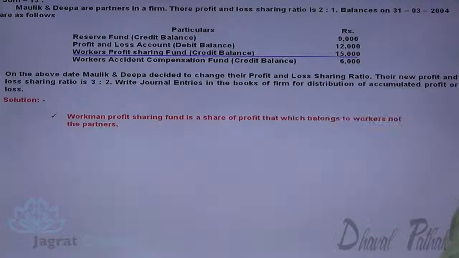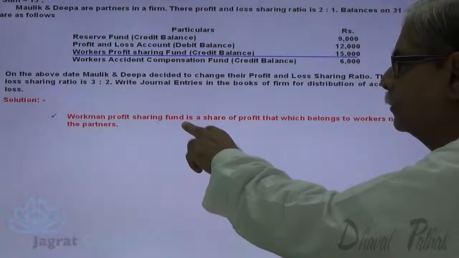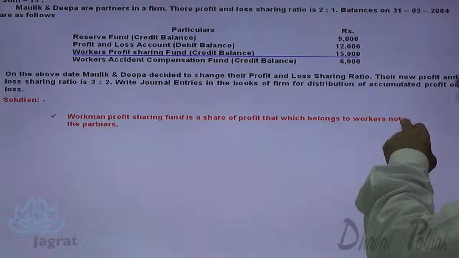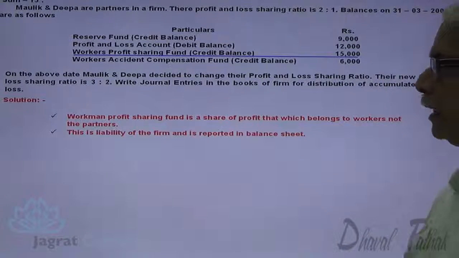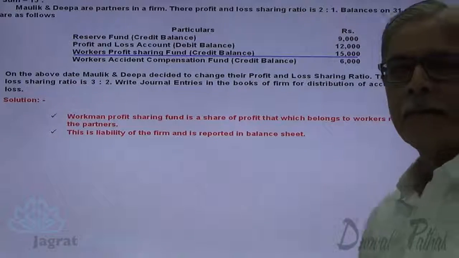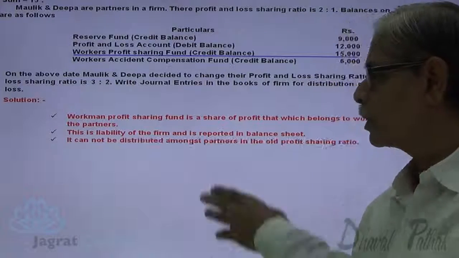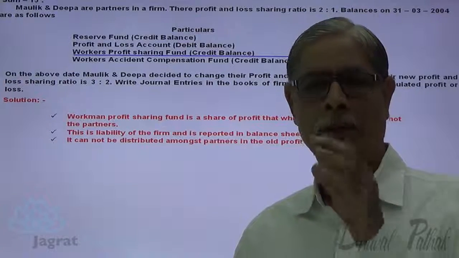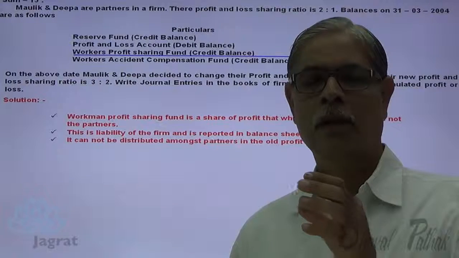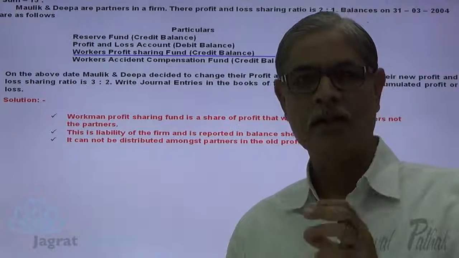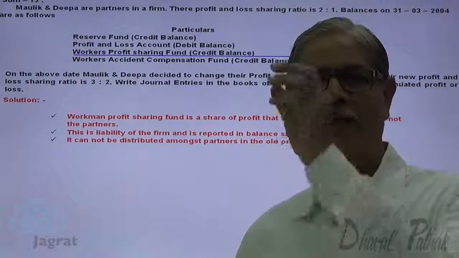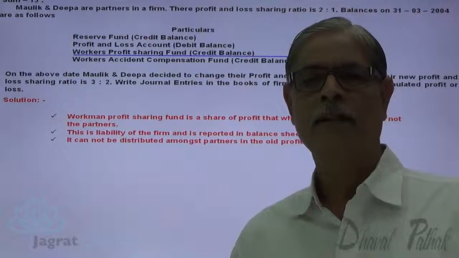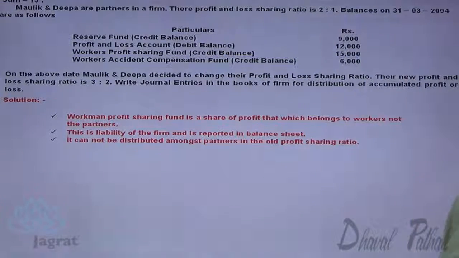Workers profit sharing fund, workmen profit sharing fund is a share of profit that belongs to the workers, not to the partners. It is a liability of the firm and is reported in the balance sheet, and it cannot be distributed amongst partners in their old profit sharing ratio. The profit belongs to the workers because the partnership firm has promised to give them a share in profit, and it's a liability of the firm that cannot be distributed amongst partners in their profit sharing ratio. Next.